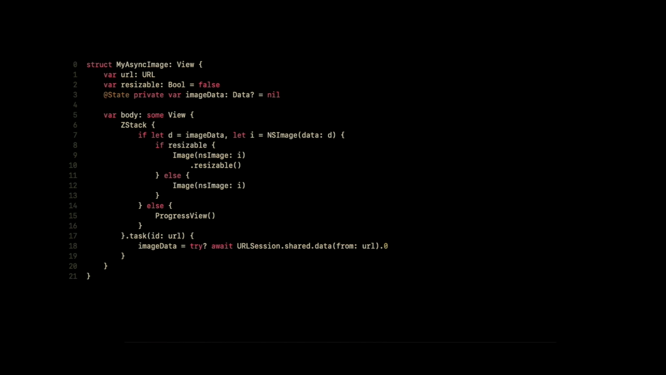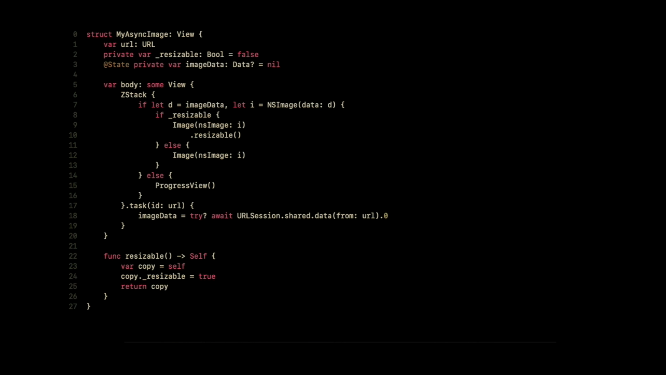This is not very nice, because now we need to initialize our image with a URL and that resizable Boolean, and that doesn't look the same way as the image initializer does, where you have the .resizable modifier. But we can add that very easily as well. To do that, we can make our property private, and then we can add an extension to the image and use the fact that views are structs, value types. So we can just create a copy of self, set the property to true, and return that copy without ever exposing this underscore resizable property. So that's how you can have that same API.